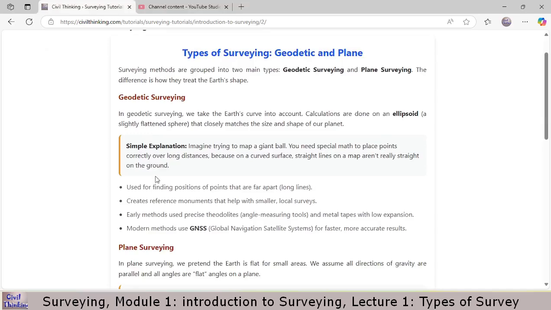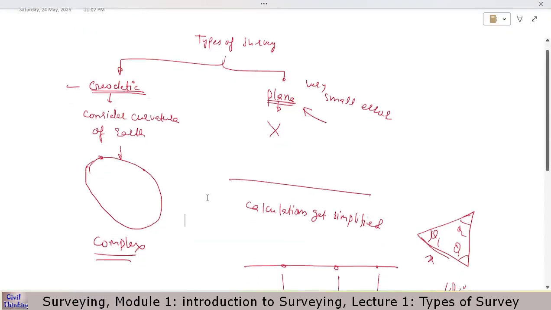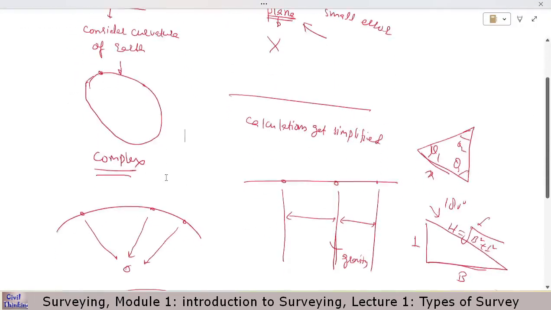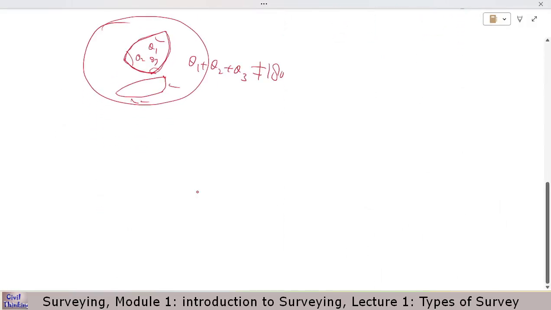Now let's talk more about the geodetic survey. It is used for finding positions of points that are far apart. Now what is the use of this geodetic survey? It is used when you are carrying out a national survey, for example. So when the distances are very far, you prefer geodetic survey, right?